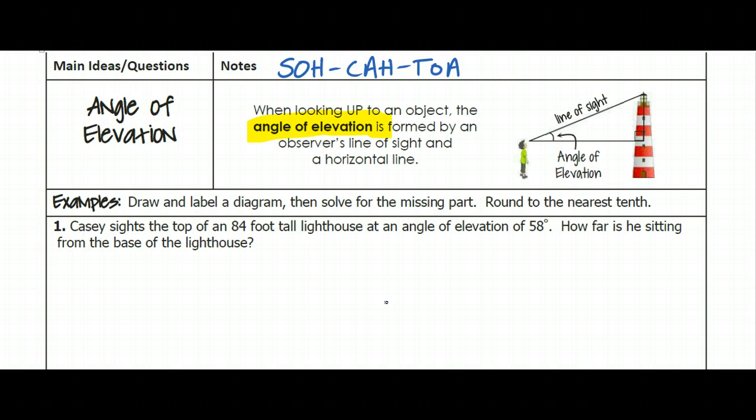So our first example down here, it says Casey sights the top of an 84-foot tall lighthouse at an angle of elevation of 58 degrees. How far is he sitting from the base of the lighthouse? Okay, so we're going to start with the lighthouse.